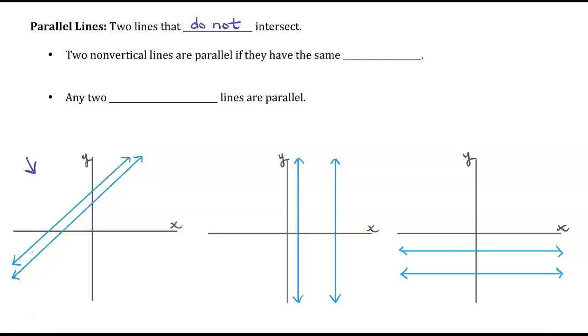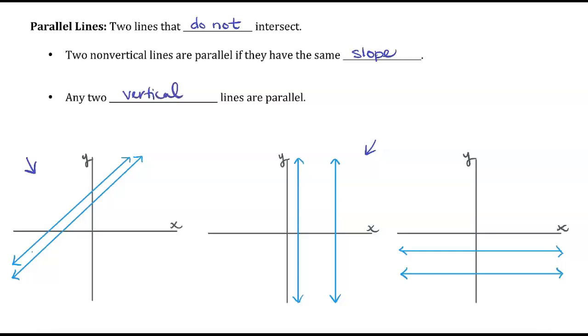The reason why they never intersect is because they have the same slope. Since they have the same rise over run, they head in the exact same direction and never intersect. In our second picture, we have vertical lines. We need to describe parallel vertical lines a little differently because their slope is undefined. So it's not enough just to say they have the same slope. To be more specific, we will say that any two vertical lines are also parallel.